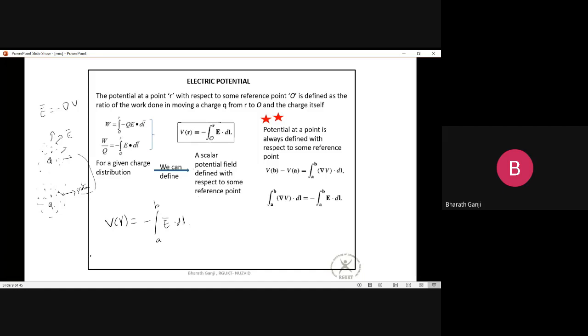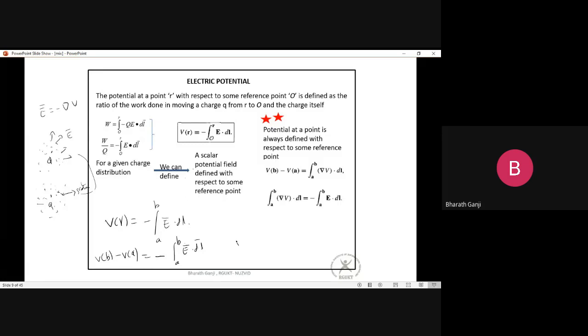Because I am calculating the potential at B with respect to A, the potential difference is nothing but minus the integral from A to B of E bar dot dl bar. This is very important, I think you use it sometimes also. So if you write BA here, AB is there, because of the minus sign in front.